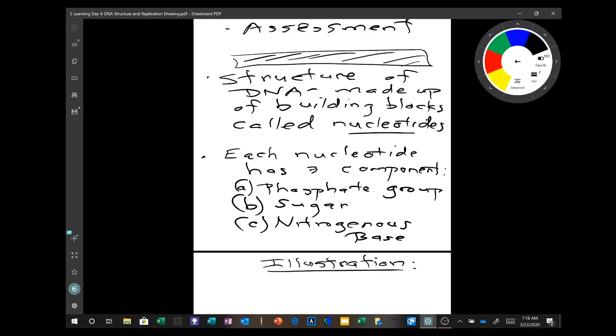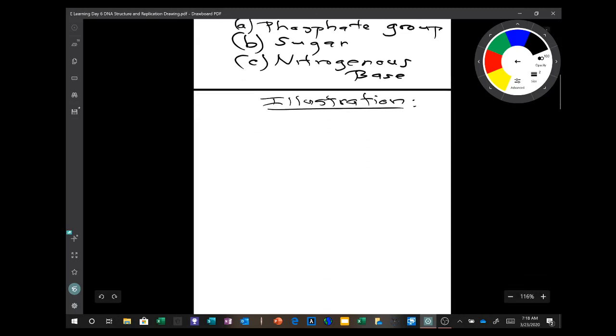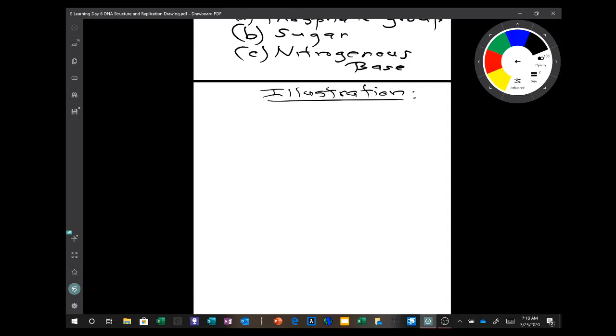Anyway, the structure of DNA is made up of building blocks, which are called nucleotides. Each nucleotide has three components. One is called the phosphate group. Sometimes I will just dub that as P. The second is a sugar, and the third is a nitrogenous base. So I'm going to draw one. I'm actually going to start with the sugar.